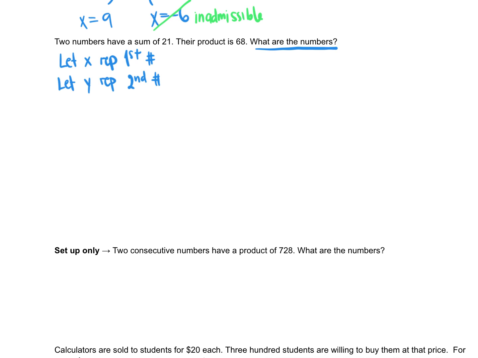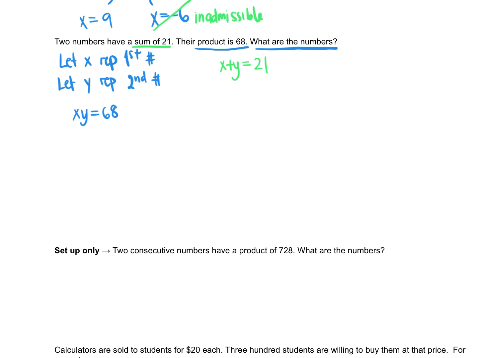And now I'm going to reread my statements and come up with an equation for each. So first, two numbers have a sum of 21. That means addition. So if I add x and y, I will get 21. This is definitely not quadratic, but maybe it'll be useful later on. The other statement is that the product, meaning multiplication, is 68. So if I multiply x and y, I get 68. This is also not quadratic yet, but there is multiplication, so there is potential for this to be quadratic.